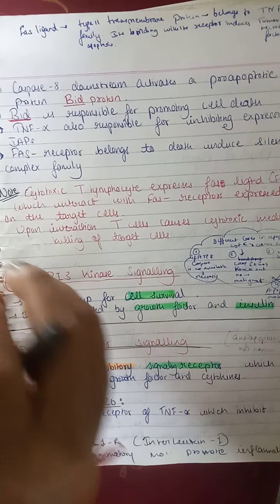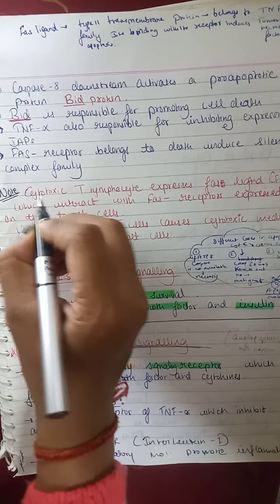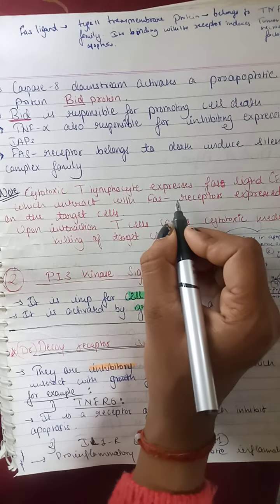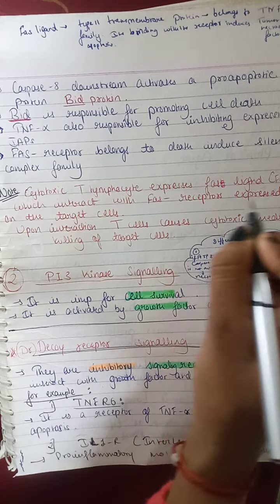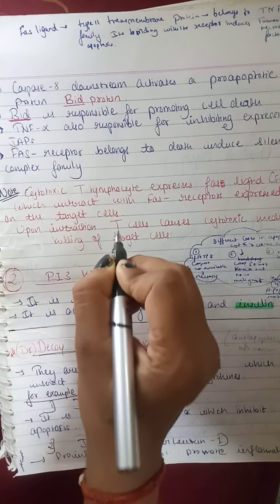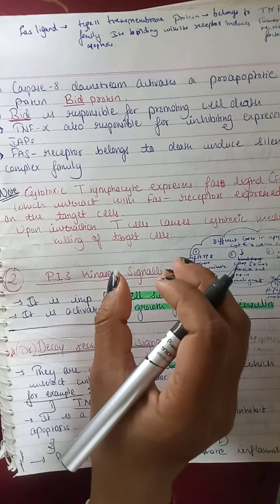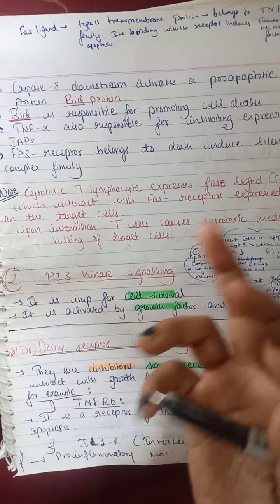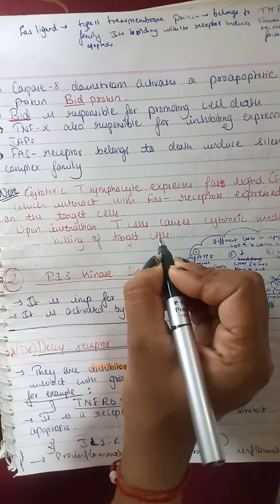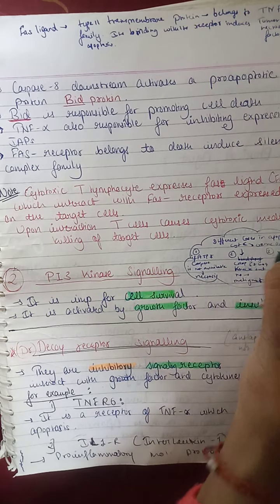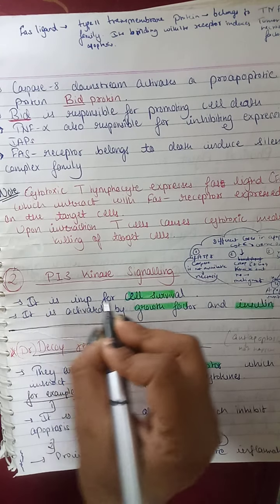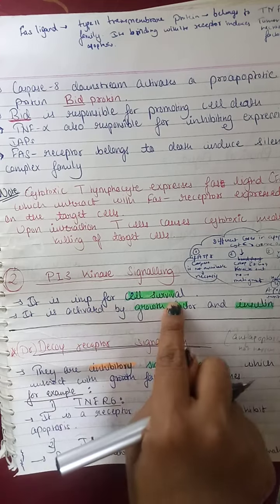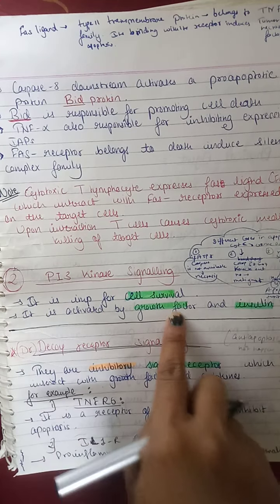So there is a small note that in immunology, the cytotoxic T lymphocyte usually expresses the FAS ligand, which interacts with the FAS receptor expressed on the target cell, which is going to be destroyed. Upon interaction, the T cell causes cytotoxic mediated killing of the target cell. So this is how the cell signaling happens. Now the second signaling is PI3 kinase signaling. It is important for cell survival, and it is activated by growth factor and insulin.